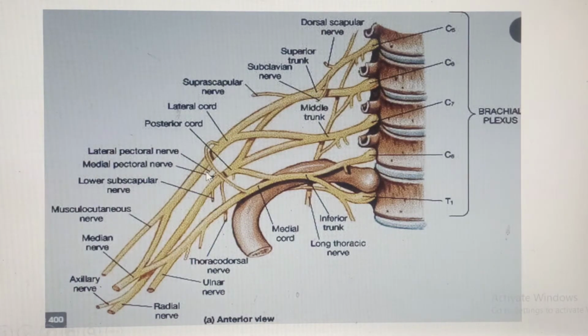The lateral pectoral nerve, we know, is going to supply the pectoralis major muscle, but sometimes it will also supply the pectoralis minor muscle, and therefore at times pectoralis minor becomes a hybrid muscle because we have dual innervation.